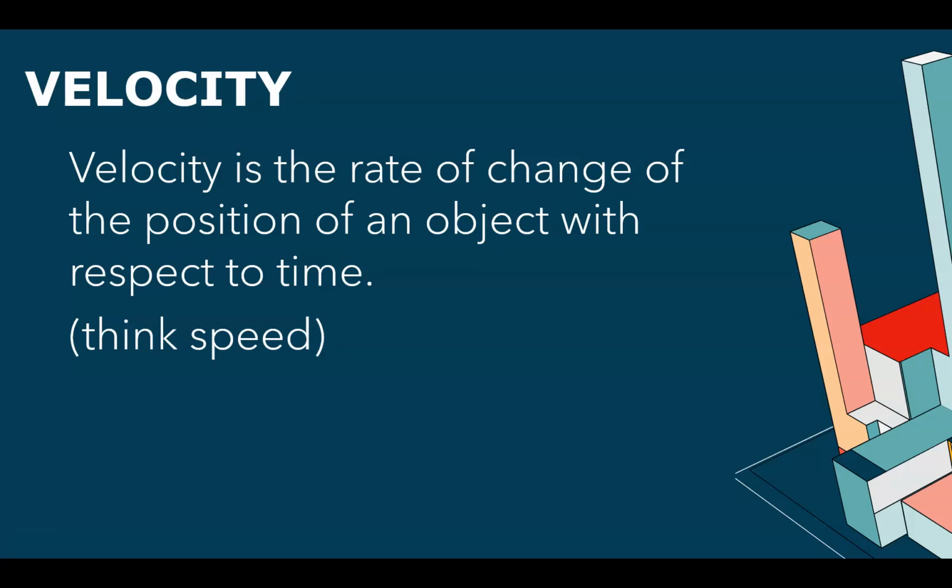So just in terms of a definition, velocity is the rate of change of the position of an object with respect to time. So I say think speed, which is not quite correct, because velocity is kind of like how fast something is going with a direction. Like we said, one-dimensional motion. So it's like the speed in the positive direction and the speed in the negative direction, but not quite correct.